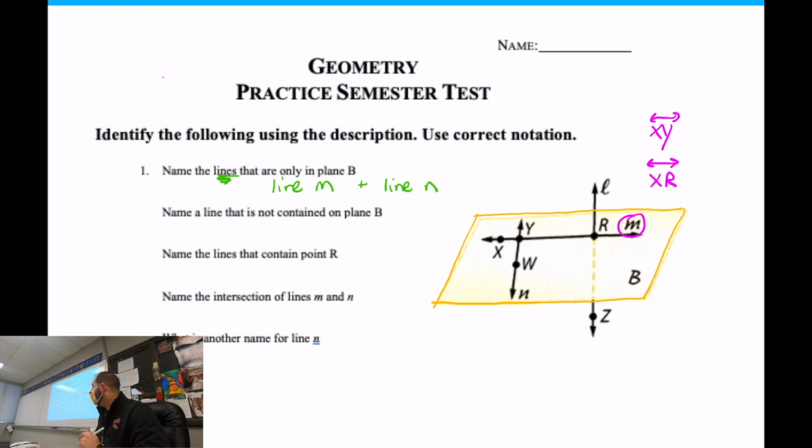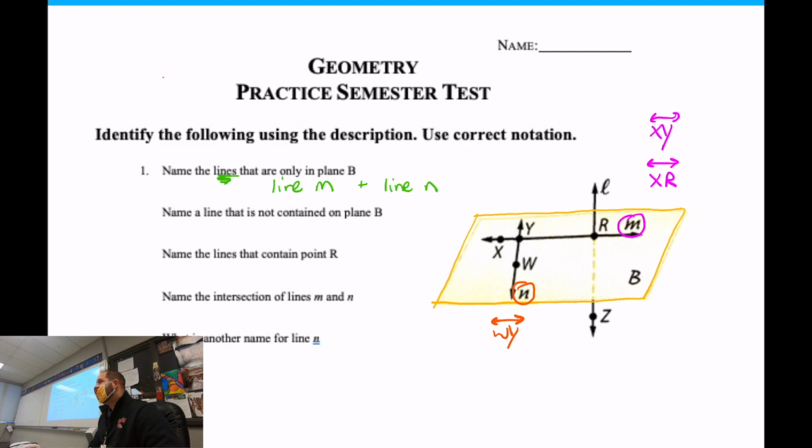So notice I didn't put the word line in front of it. When you give it the two-letter system, when you actually pick the points, you have to put the arrows above it. And you have to only use two letters. Don't give me three. And then the other one, what's the name for line N? WY, with the arrows at the top of it. So that could have been a different way to write those. Same lines, M and N.